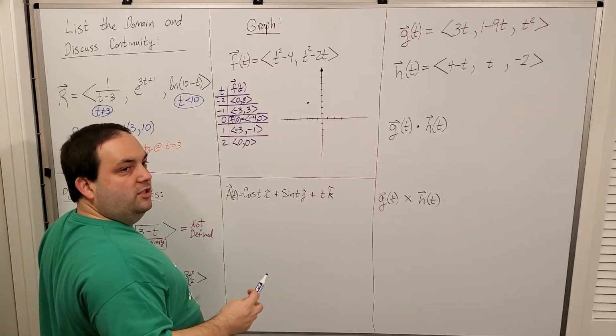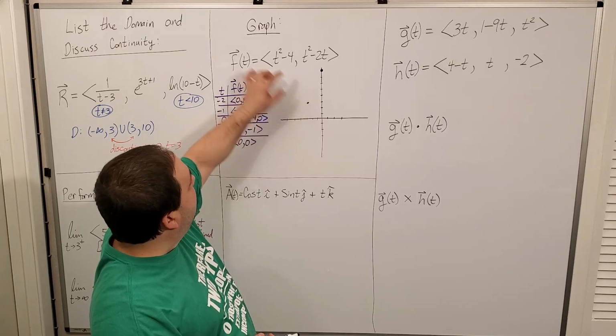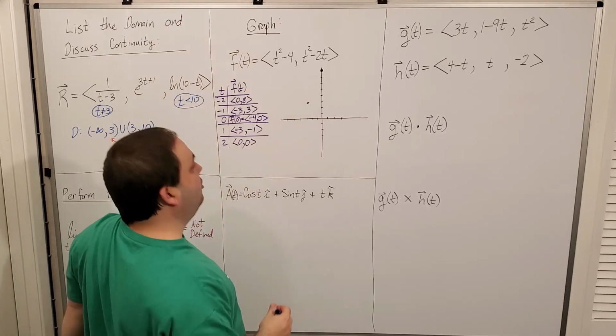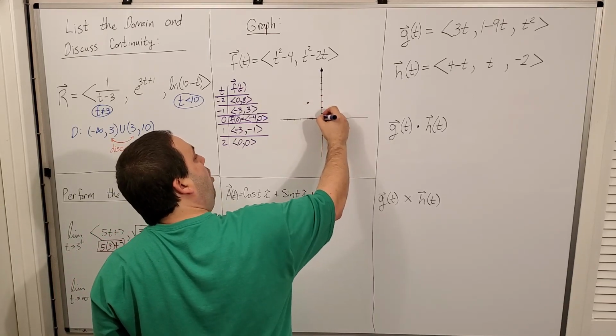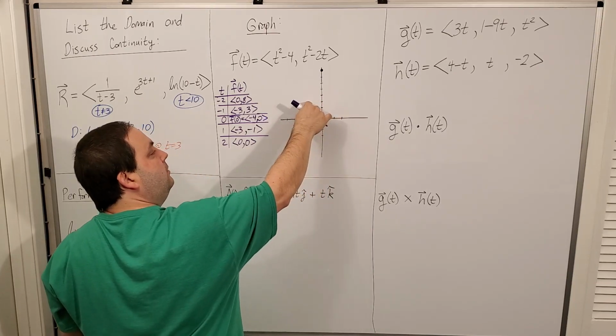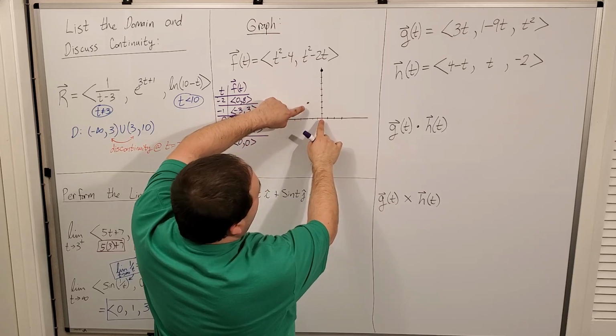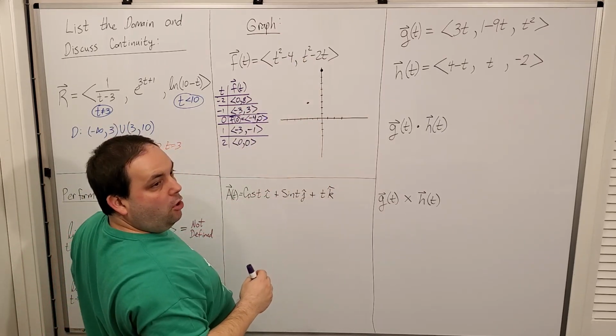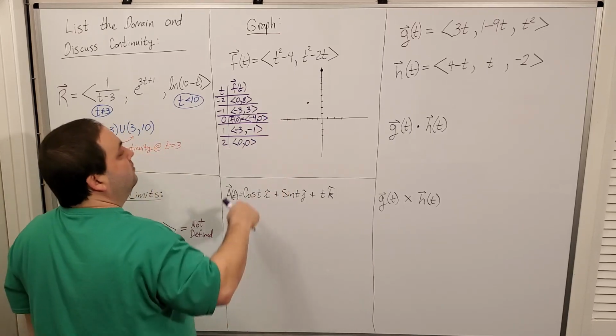Okay? Whenever we're discussing this, the point itself is not the f of t value. The f of t value is going to be the vector pointing to that location. Right? So technically we have vectored information there. I'm just using the points to help me graph the curve that it's tracing out.